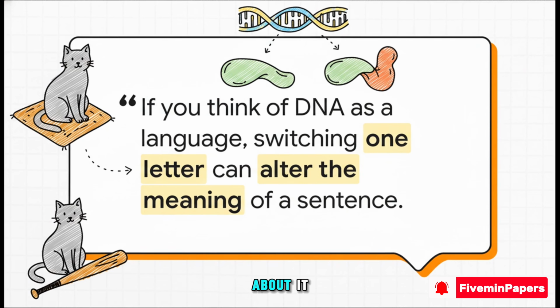Here's a great way to think about it. Imagine the sentence, "The cat sat on the mat." Simple, right? Now, let's just change one letter. The cat sat on the bat. See? The sentence structure is pretty much the same, but the meaning is totally different. And that's exactly what a missense variant can do to the instructions for our proteins.